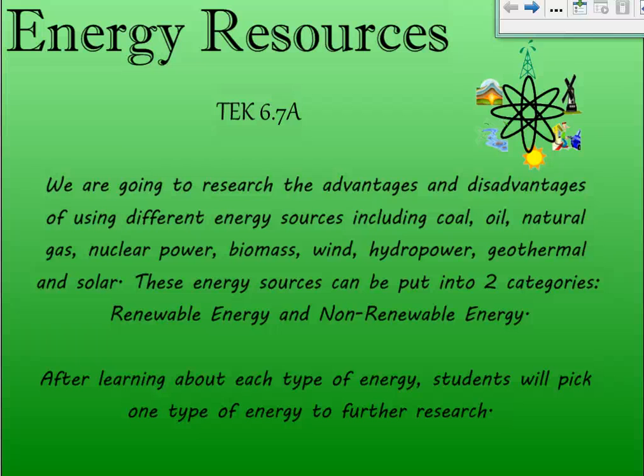Unit 9 is on different energy resources. We're going to be looking at Text 6.7a. We're going to research the advantages and disadvantages of using different energy sources, including coal, oil, natural gas, nuclear power, biomass, wind, hydropower, geothermal, and solar. These energy sources can be put into two categories: renewable energy and non-renewable energy.